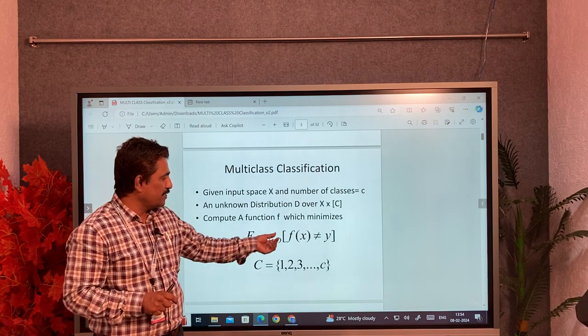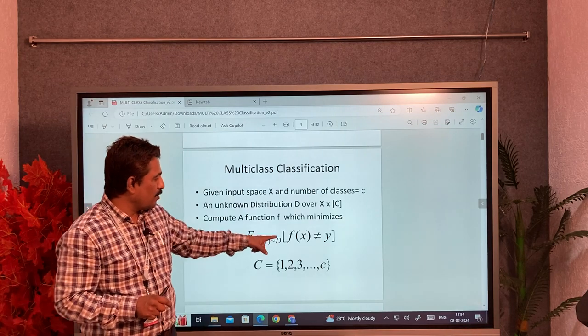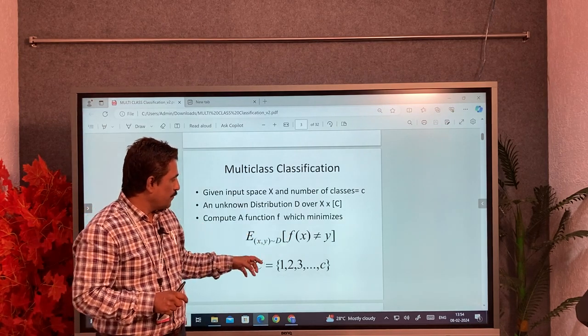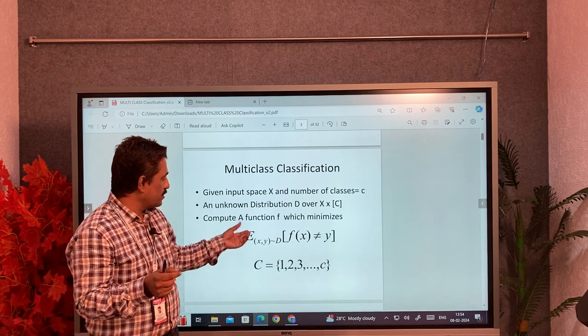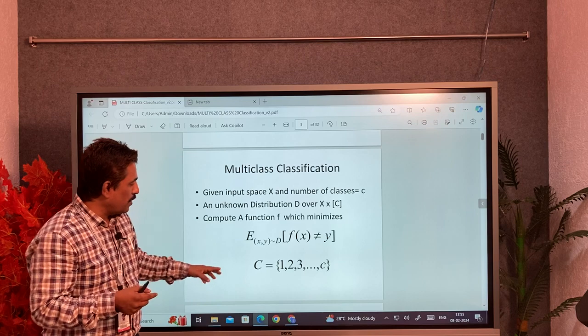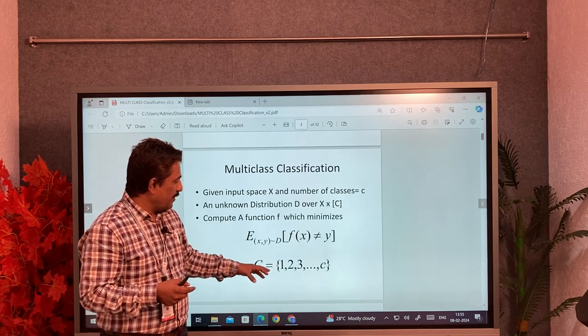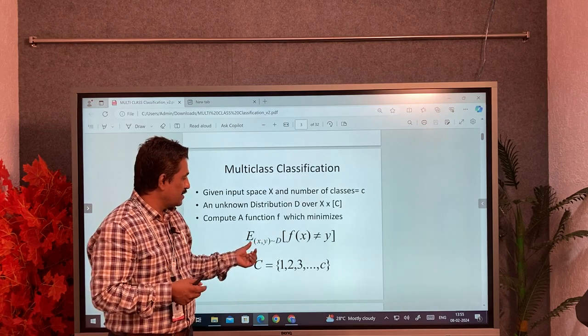Here we are taking 0-1 loss. If you are not predicting correctly, we will get a loss of 1. If the number of wrong predictions increases, the loss will increase. So it is the expectation of the loss function. We have to do it over all the classes, and learn a hypothesis f which can minimize this loss.